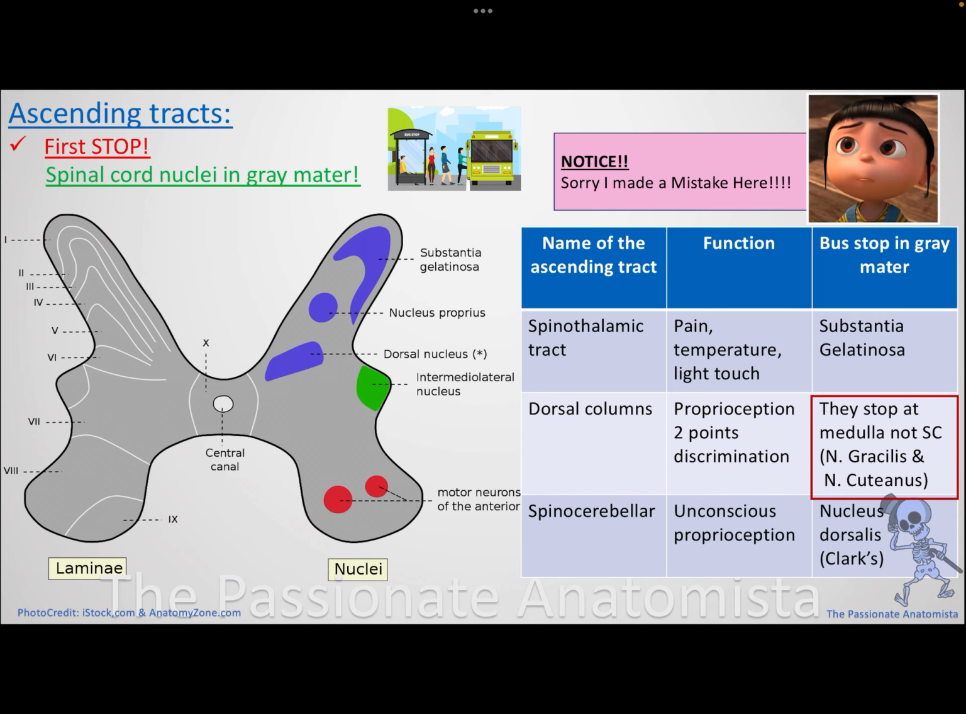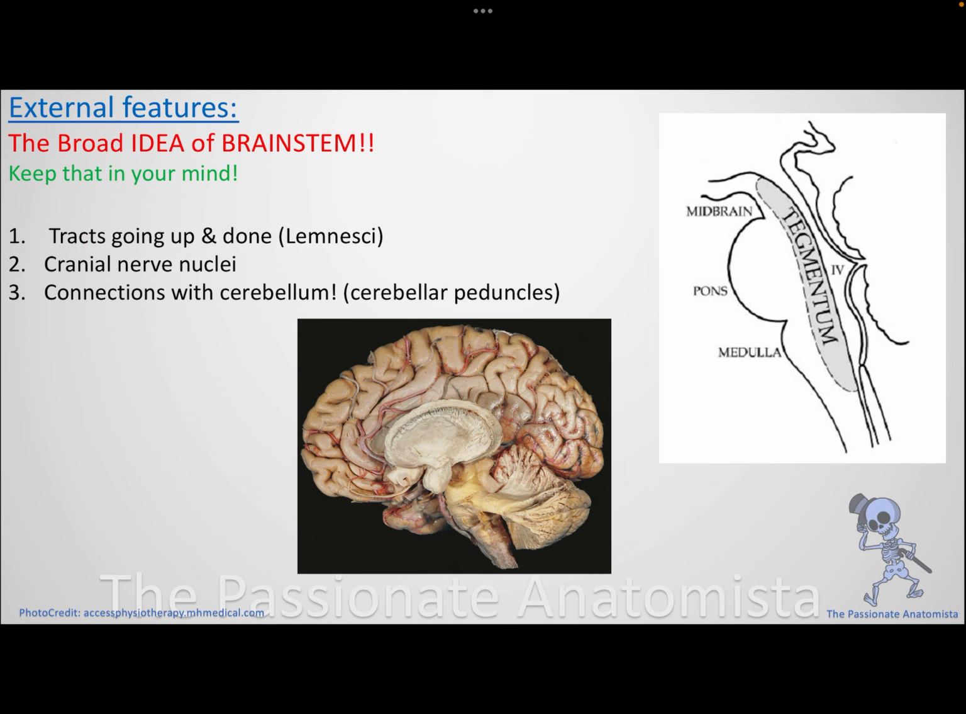They ascend without crossing, and they will stop at the level of the nucleus gracilis and cuneatus, and this is what we're going to talk about in this video. Okay, so this is just a correction, and let's proceed.